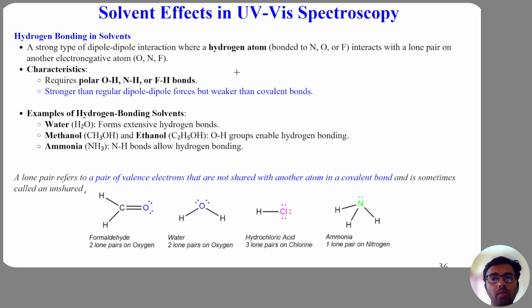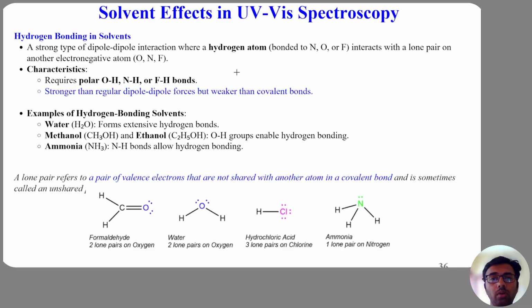To understand solvent effects deeply, we must study hydrogen bonding. Hydrogen bonding is a strong form of dipole-dipole interaction. It occurs when hydrogen bonded to oxygen, nitrogen or fluorine interacts with the lone electron pair on another atom. The presence of O-H, N-H and F-H bonds is a necessary condition. Energetically, hydrogen bonds are stronger than ordinary intermolecular forces but weaker than covalent bonds.